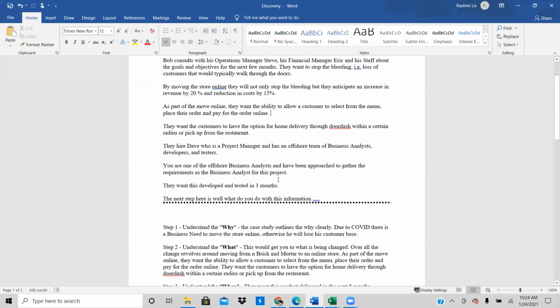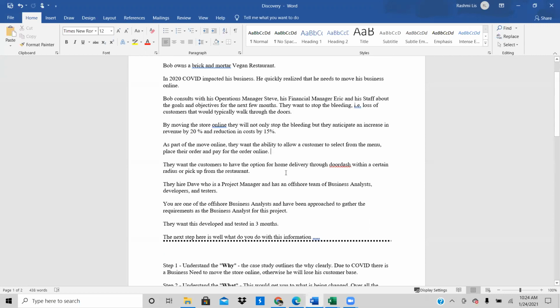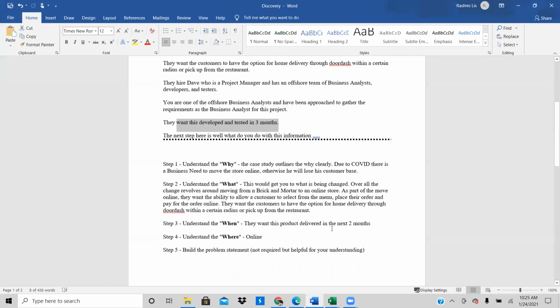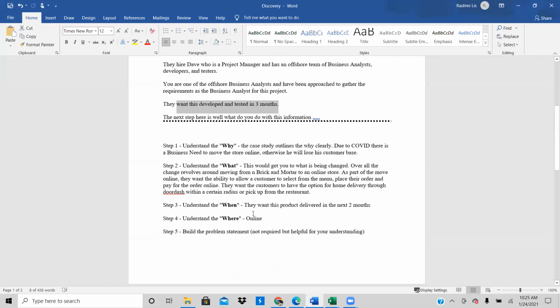Understand the when. When do they want this by? Three months. Correct. So they want it developed and tested in three months. And then where, right? They want this moved from brick and mortar to an online store.